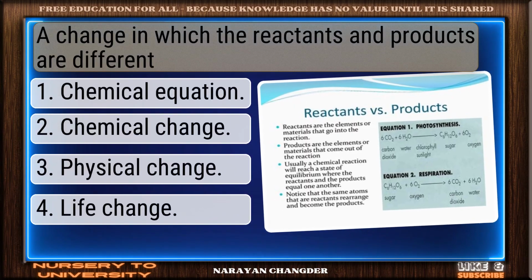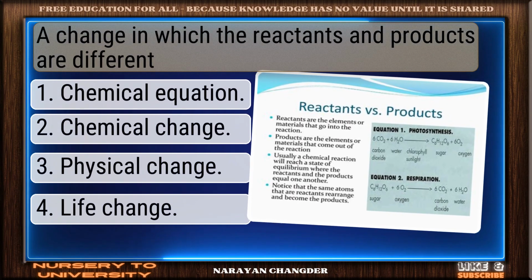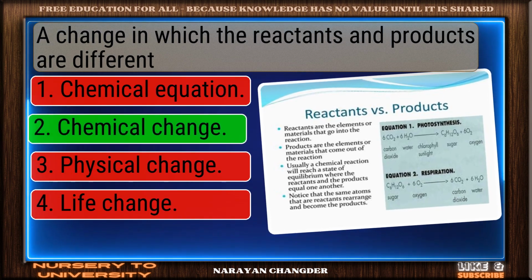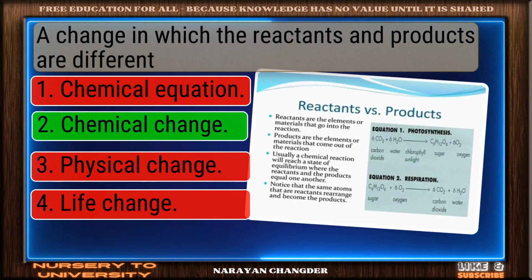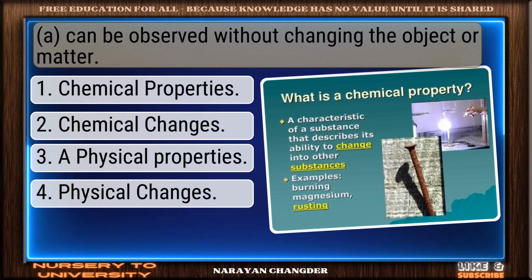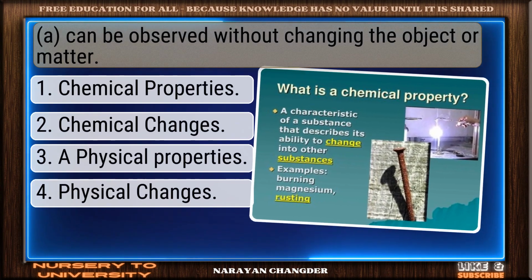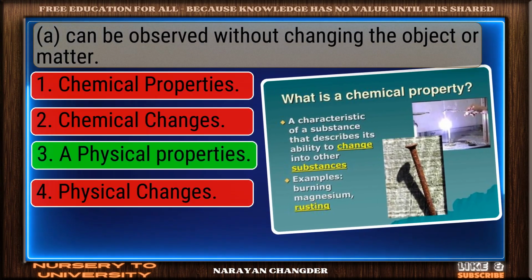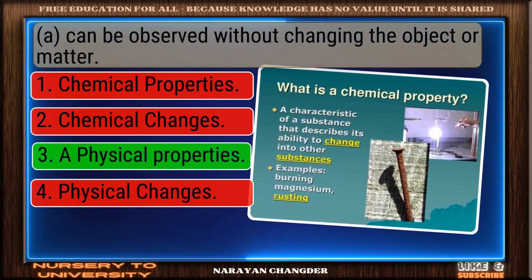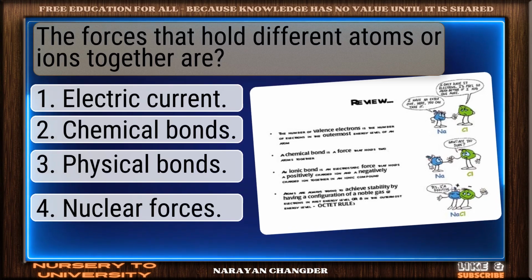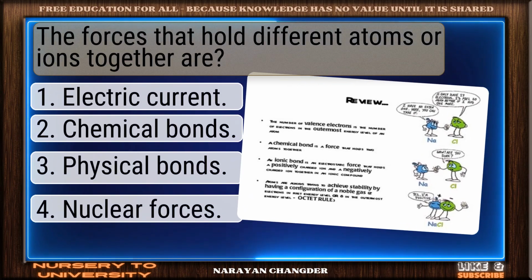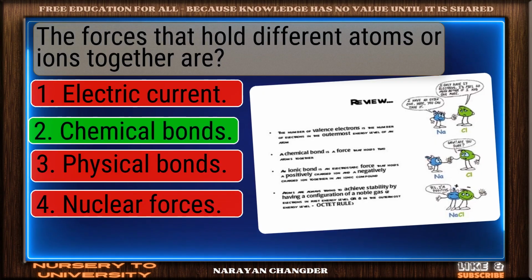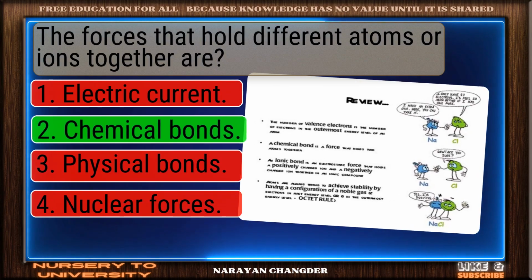A change in which the reactants and products are different. Smart move. Chemical change is an accurate answer. Can be observed without changing the object or matter. Well done. A physical property is the right choice. The forces that hold different atoms or ions together are... Great thinking. Chemical bonds is the right choice.